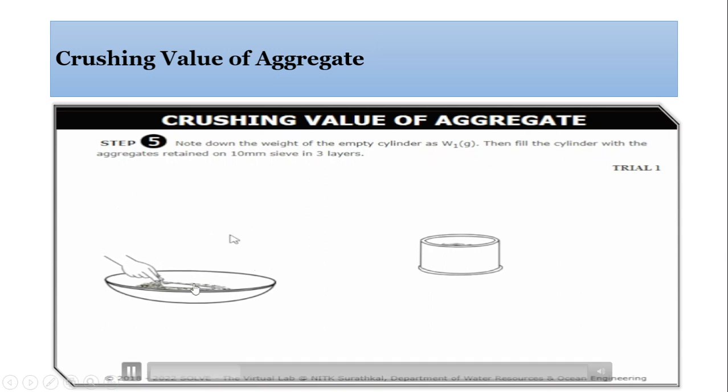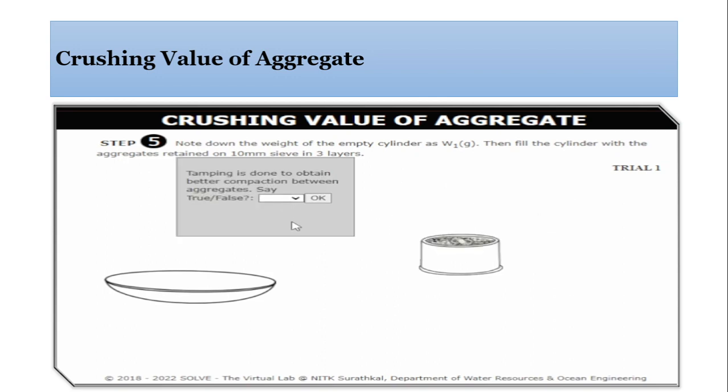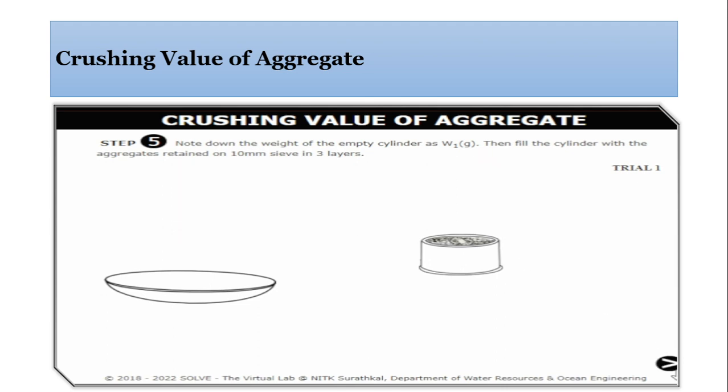Fill the mold with the 10 mm aggregates, then tamp 25 times. Again fill another layer in the mold, and again tamp for 25. So particularly 3 layers will be there to fill the mold. Finish the surface.